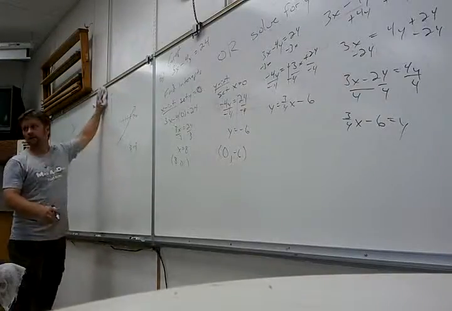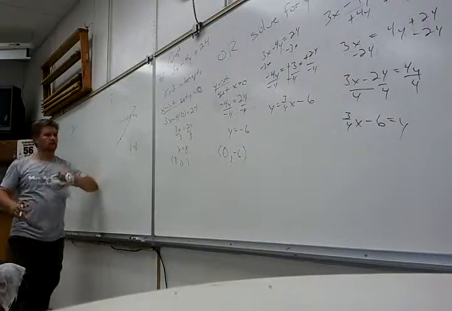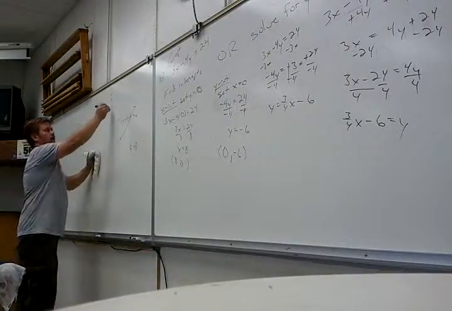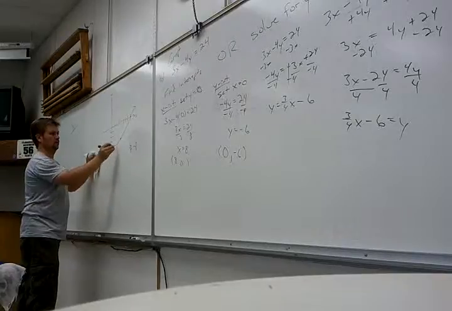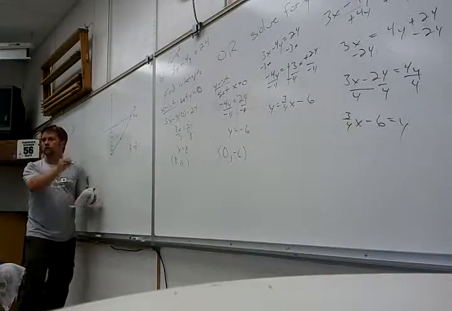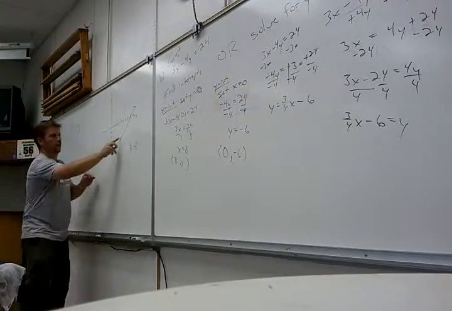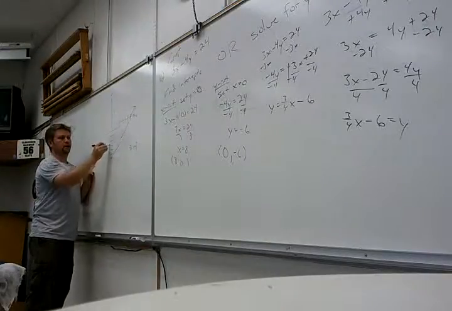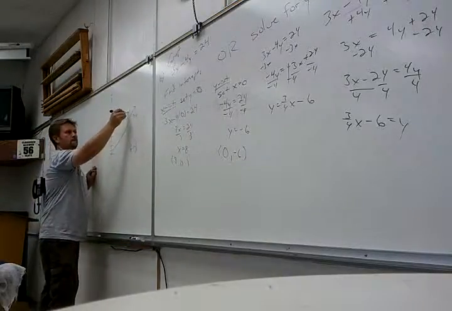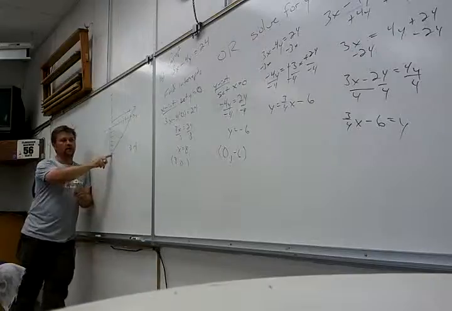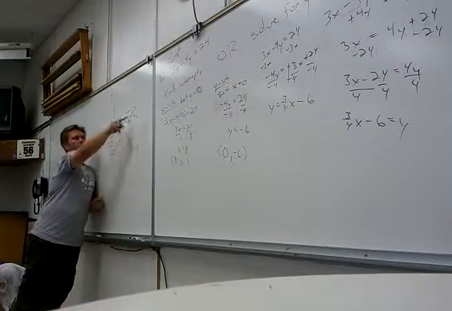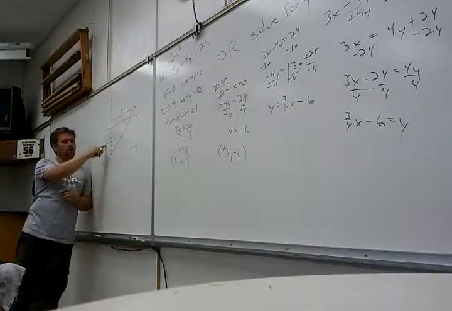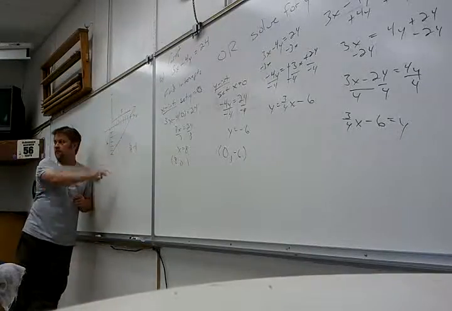Why did you put 6 over 8? How do you get the slope from a graph? Slope is rise over run, right? So from this point to that point, how much did I rise? 6. How much did I run? 8. Rise over run. Okay.